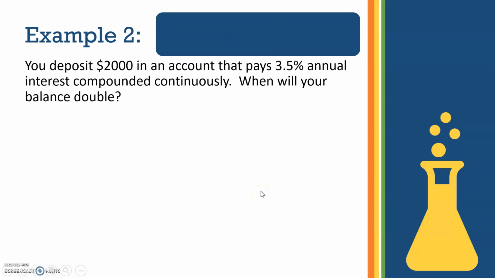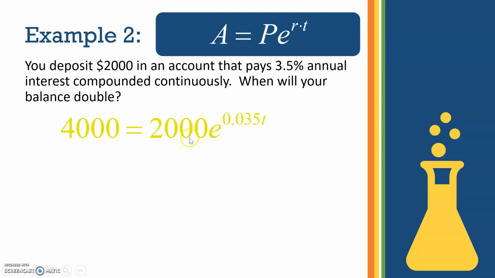Now that we know logarithms, we can start to solve for a value in the exponent, like here. You deposit $2,000, we've got 3.5% annual interest, compounded continuously. How long until our balance doubles? This might be a more useful application for us. We're using the same formula, but once we plug in our values, 2,000 initial, doubled would be 4,000. Interest rate as a decimal, we're solving for time. You have to know logarithms for that.